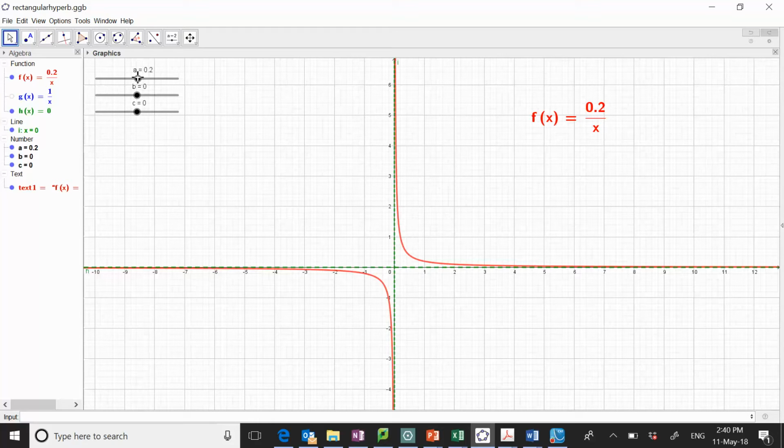If you make it 0, remember 1 over 0 is? Undefined. You can't divide by 0. That's why there's an asymptote here. But the closer you get, the smaller the number is. 0.00001 will make it very close to the asymptotes. That's all it does.